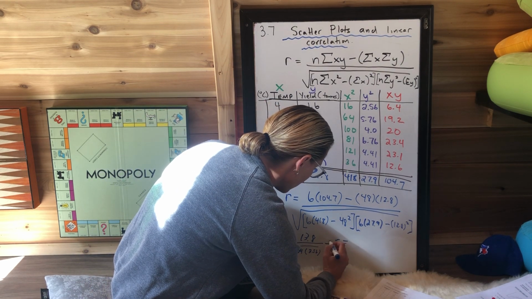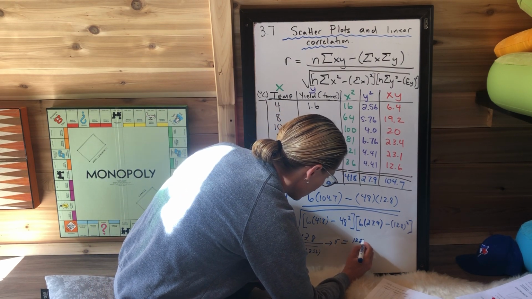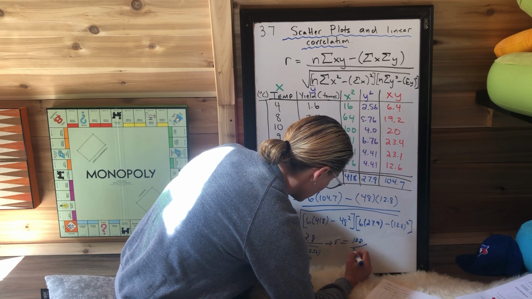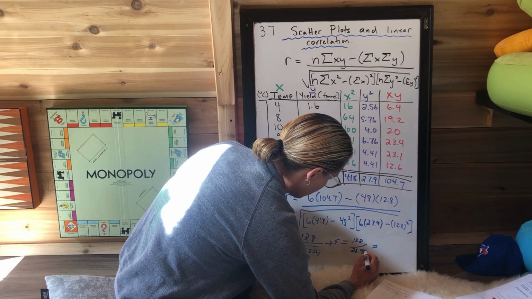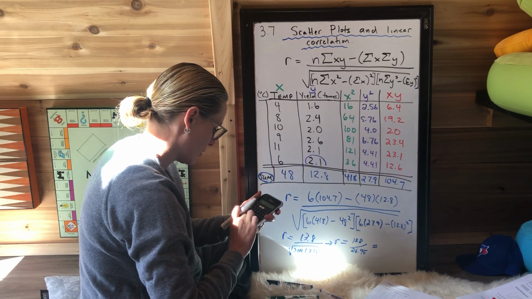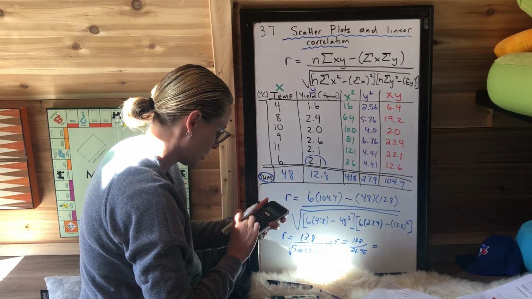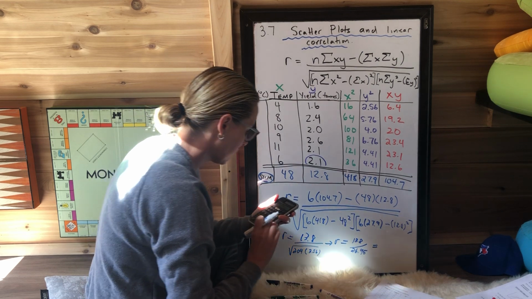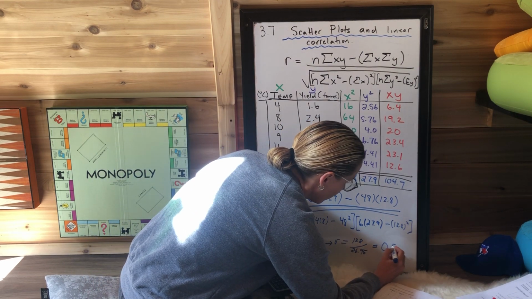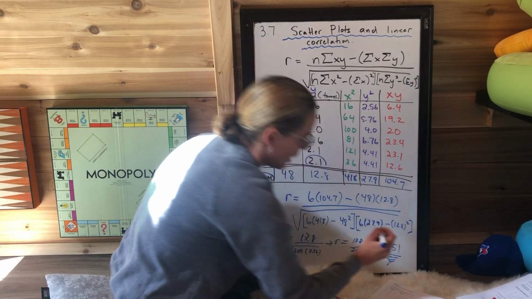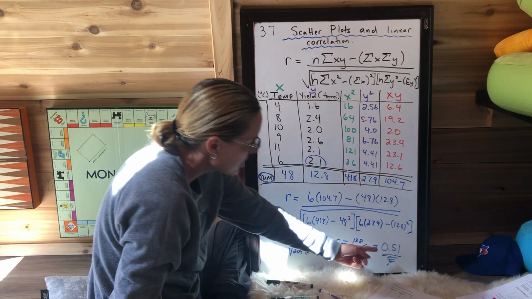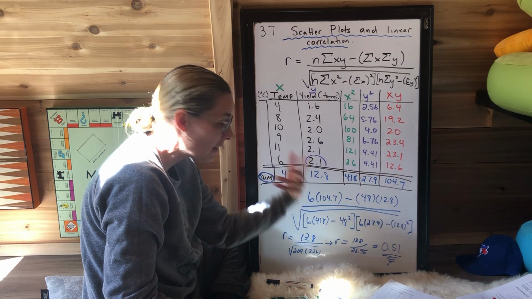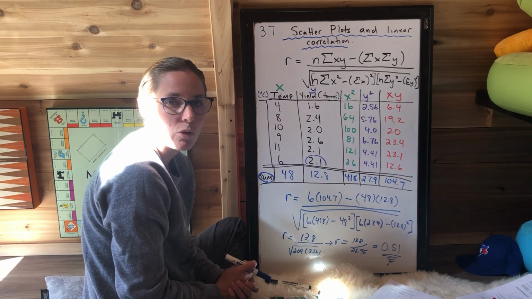So I now have, if I push this over, 13.8 divided by 26.95, really, if you want to put a couple extras. 13.8 divided by 26.95, and I get 0.51. Now, remember the thing about your R values, it has to be between 0 and 1. So this is exactly what we predicted. This is a very moderate positive correlation.